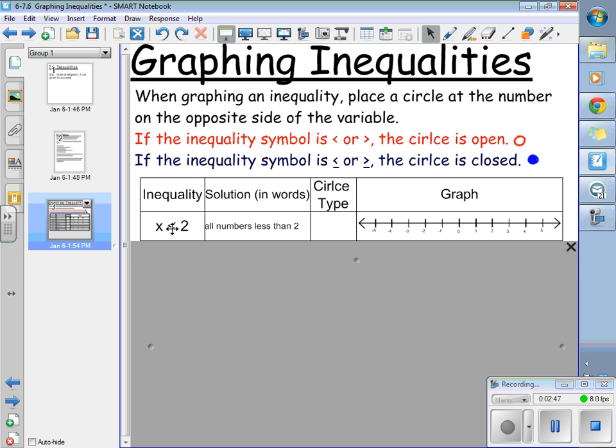X is less than 2. So this would be all numbers less than 2. So our circle type here is open.